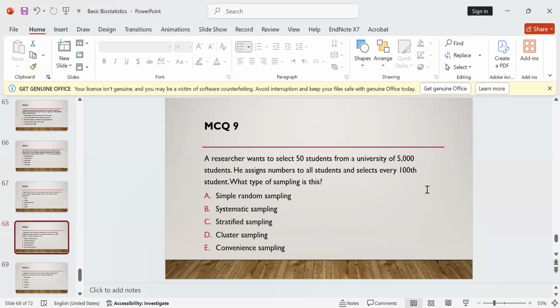MCQ number 9. A researcher wants to select 50 students from a university of 5,000 students. He assigns numbers to all students and selects every 100th student. Which type of sampling is this? A. Simple random sampling, B. Systematic sampling, C. Stratified sampling, D. Cluster sampling, or E. Convenience sampling. The answer is B, systematic sampling.